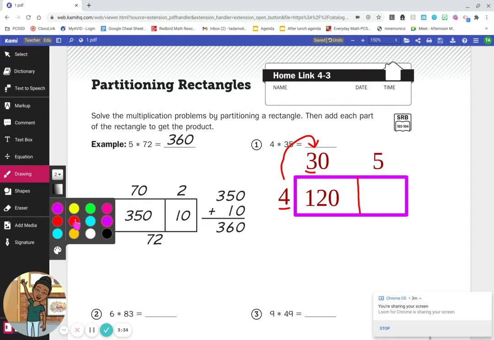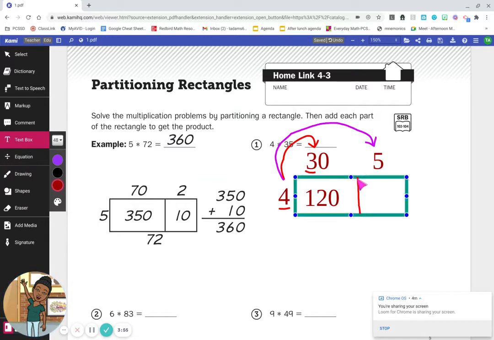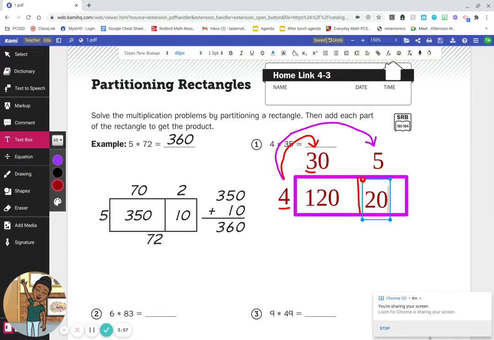Yep. I am going to multiply 4, using 4 again, times 5. And what is 4 times 5? You may need your multiplication chart. If you do, that's okay. 4 times 5 equals 20. So 20 goes on the second side of my rectangle. Am I finished? I absolutely am not finished.